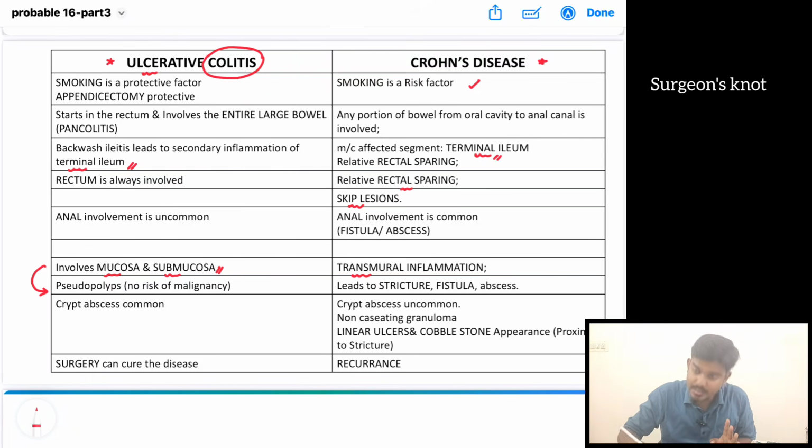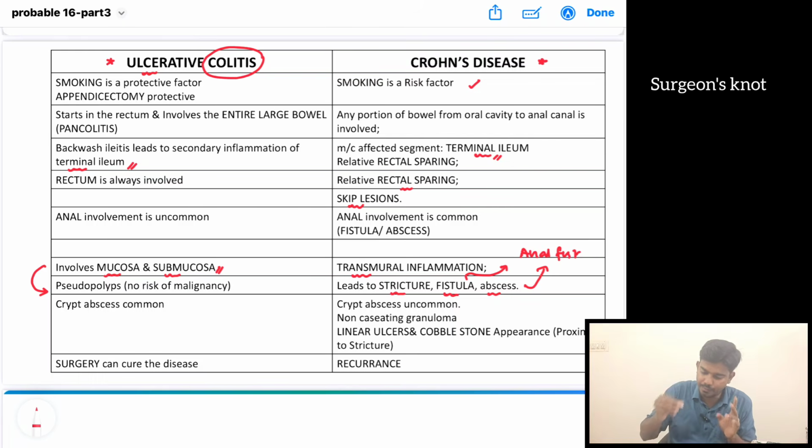Also, because Crohn's disease is transmurally involving all tissue, from mucosa to serosa, that can lead to stricture. It can also lead to fistula and abscess. So many complications are associated with Crohn's disease. Compared to ulcerative colitis, Crohn's disease has more complications. Remember stricture and fistula: it involves from the oral cavity to the anal region. So anal fistula and perianal abscess are more common in Crohn's disease.